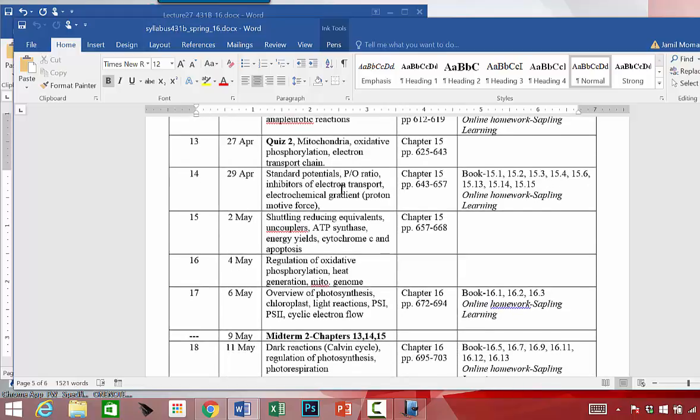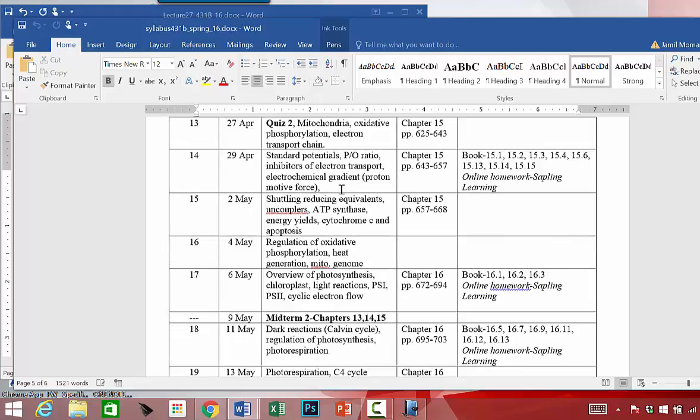Mitochondria. We spent a lot of time on mitochondria. Oxidative phosphorylation, electron transport chain. We talked about different inhibitors of the electron transport chain and oxidative phosphorylation. We talked about standard potential. Those are those E values and those half reactions where you have electrons.